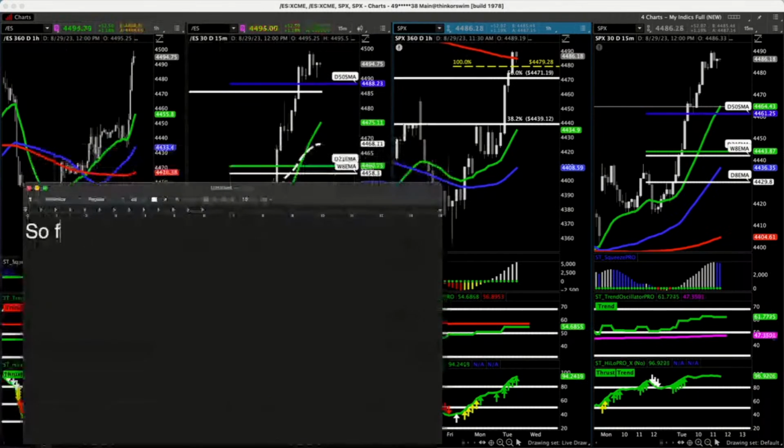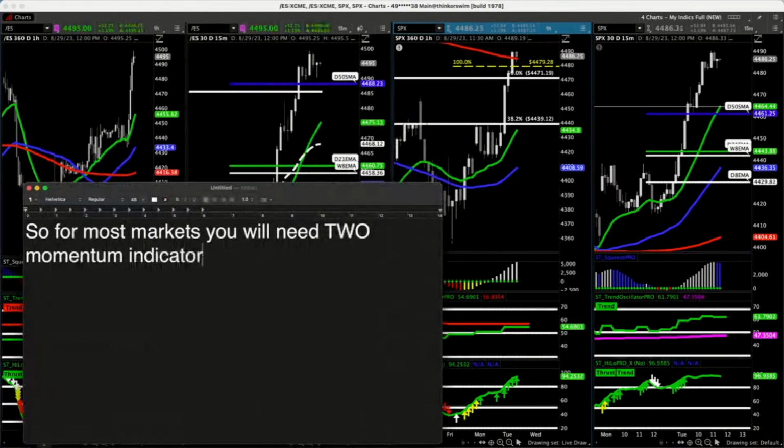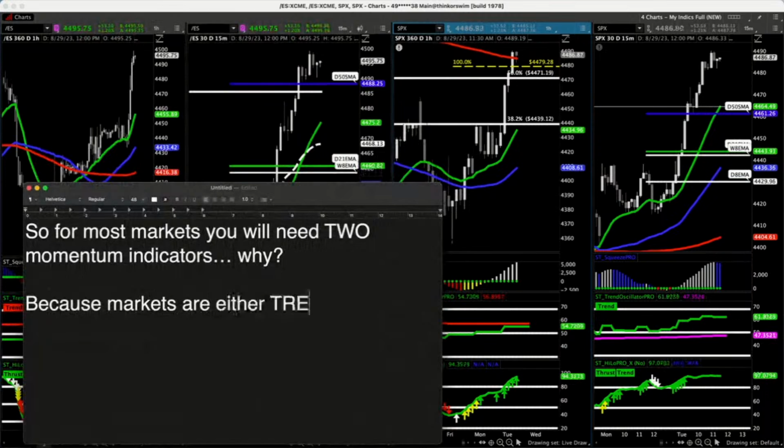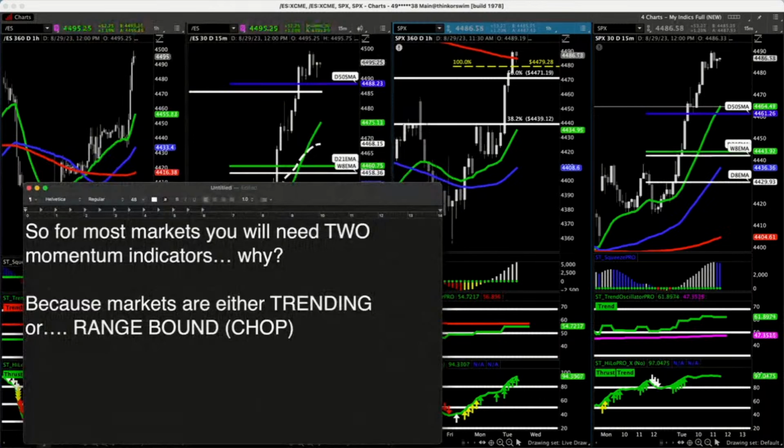So for most markets, you will need 2 momentum indicators. Why? Because markets are either trending or range bound. So the trending indicators will work in trending markets. The range bound indicators will work in choppy markets.